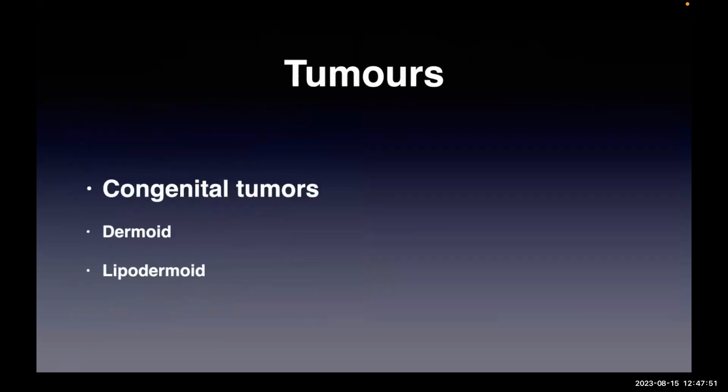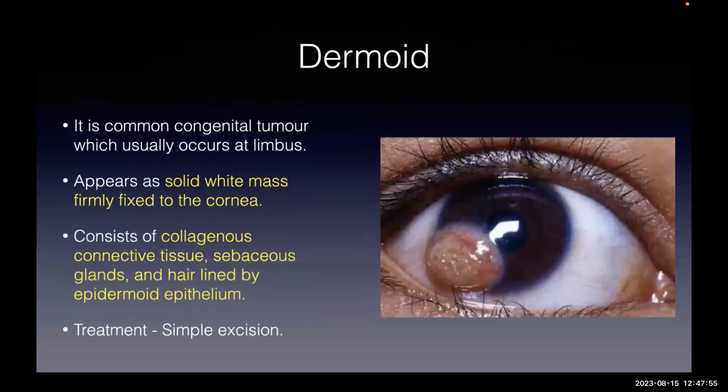Next is tumors. It can be classified into congenital tumors like dermoid and lipodermoid. Dermoid is common congenital tumor which usually occurs at limbus. Appears as solid white mass firmly attached to the cornea. It consists of collagenous connective tissue, sebaceous gland, hair lined by epidermoid epithelium. Treatment is simple excision.